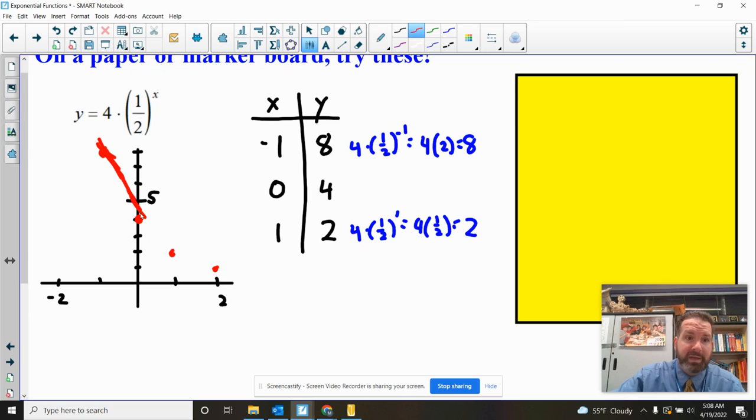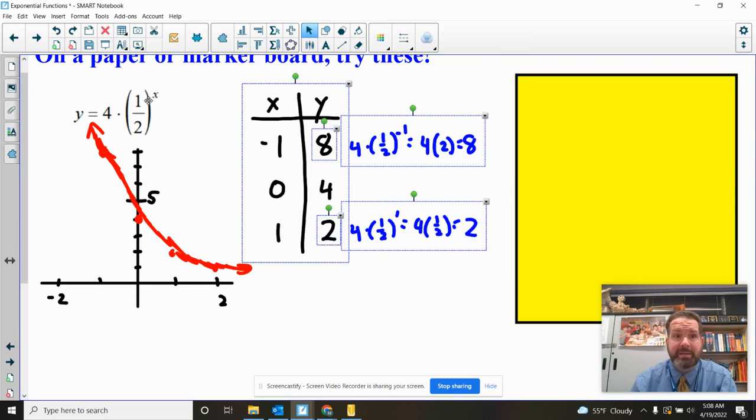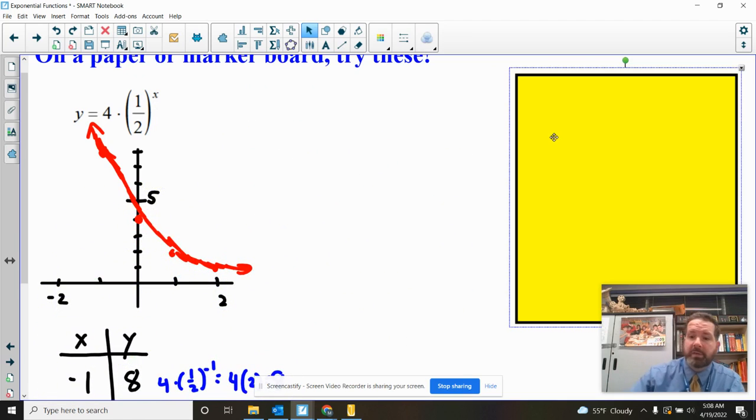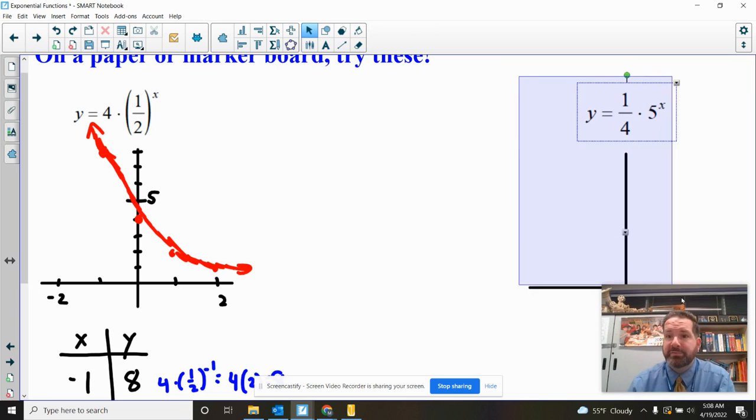Now you'll notice I'm just trying to sketch things through here. I didn't hit all my points perfectly. That's because I'm not an artist, but you get the gist, right? We see this sort of exponential decay pattern coming through on this one because this number was between 0 and 1. And if b, the number with the x as the exponent, is between 0 and 1, then you get a decay pattern. Okay, let's do one more for practice and for fun.